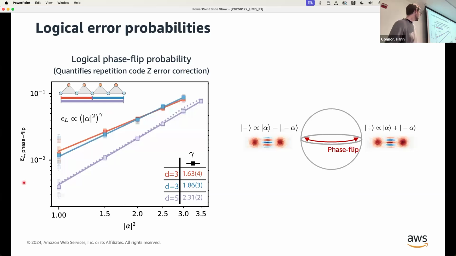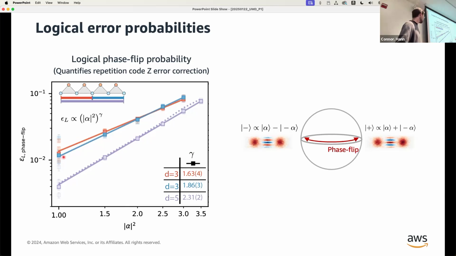So what I'm showing in this plot here is the logical phase flip probability per error correction cycle as a function of the cat photon number alpha squared. This purple line here is the logical error of the full distance 5 code, whereas the blue and red lines are logical errors for distance 3 subsections of that distance 5 code.